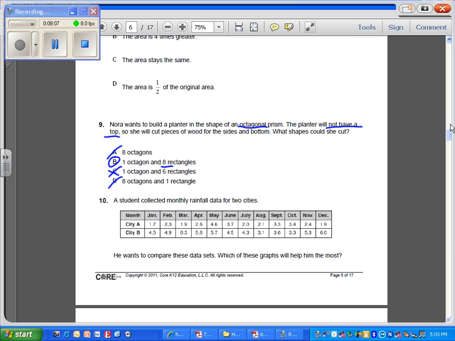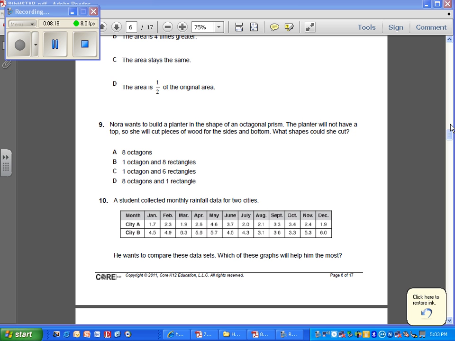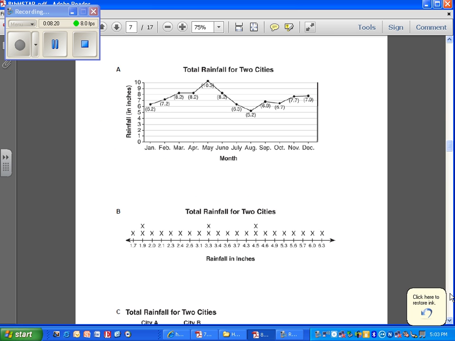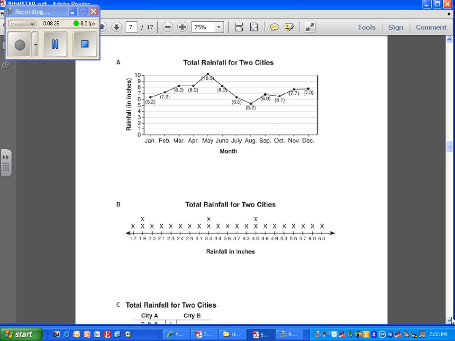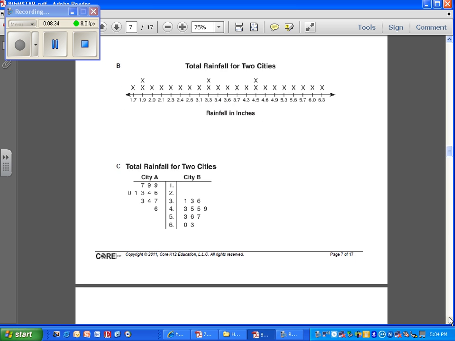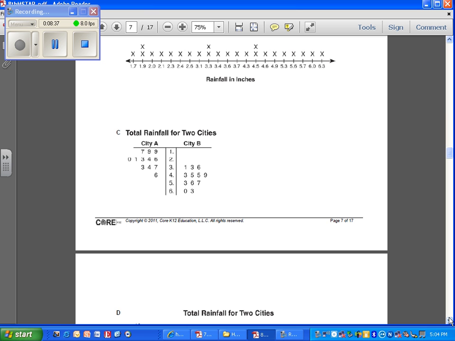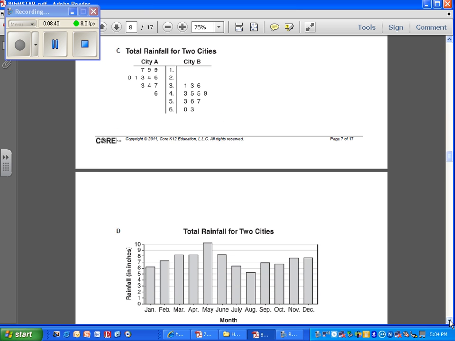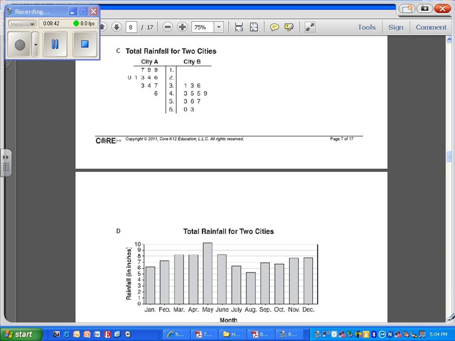Let's move on. Number 10, a student collected monthly rainfall data for 2 cities. He wants to compare these data sets. Which of the graphs will help him the most? Now remember, we're comparing 2 cities. So as we peruse our graphs to choose from, graph A, I don't see 2 cities being compared there. Graph B, I can't tell the 2 different cities. Graph C, I can see city A, city B, and I can look at them side by side, and that's the one I'm going to choose. So let's choose C. All right, for number 10.